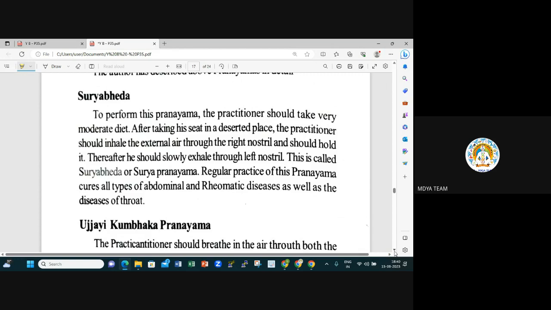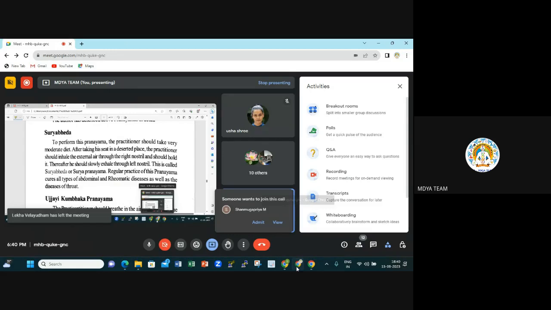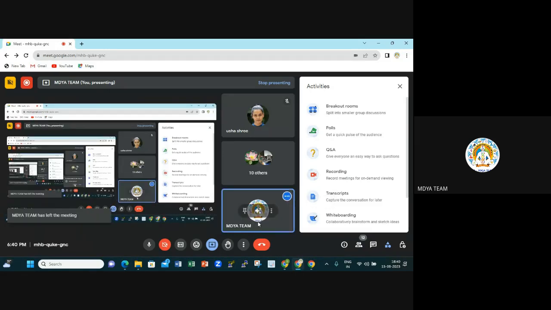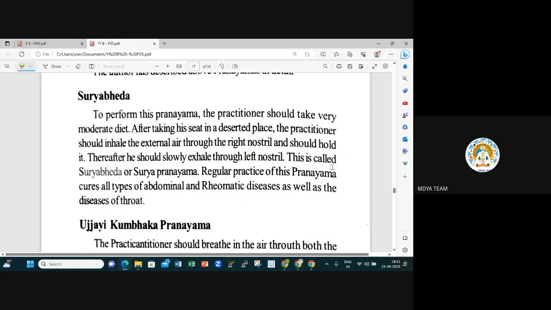Surya Veda, as you know, the normal way to perform this pranayam, the practitioner should take very moderate diet. They are just described about this, what we do before this pranayam. After taking his seat in a deserted place, the practitioner should inhale the external air through the right nostril and should hold it. This is called Surya Veda or Surya Pranayam.